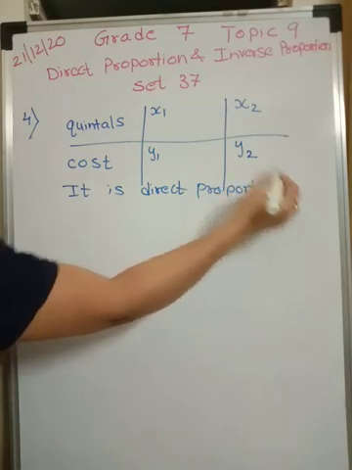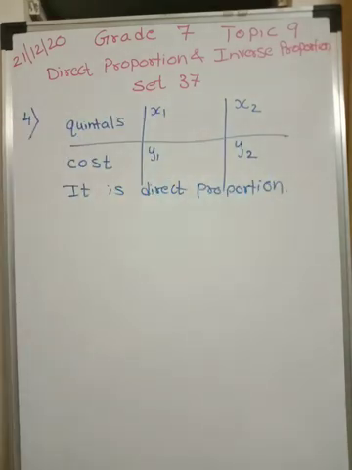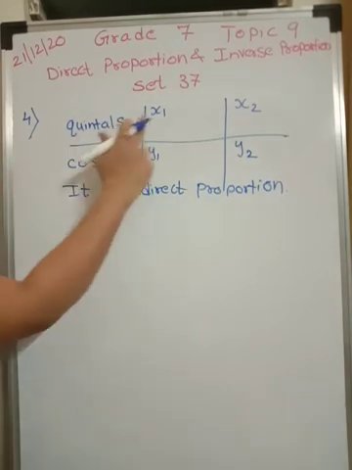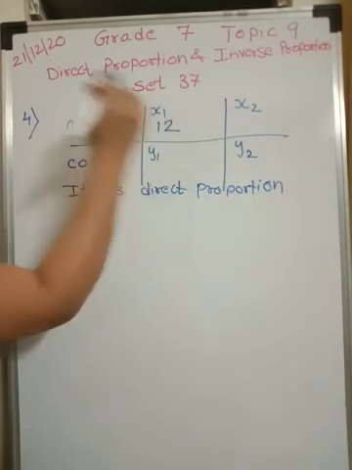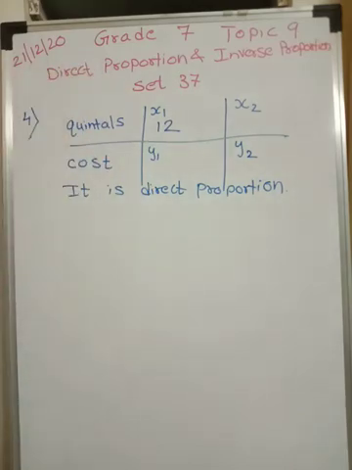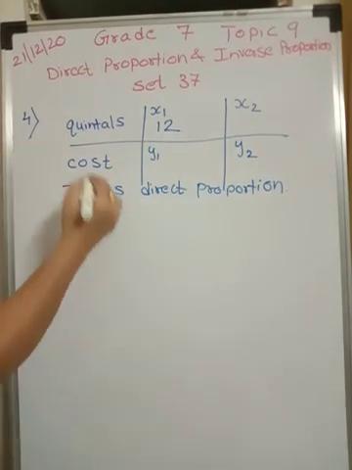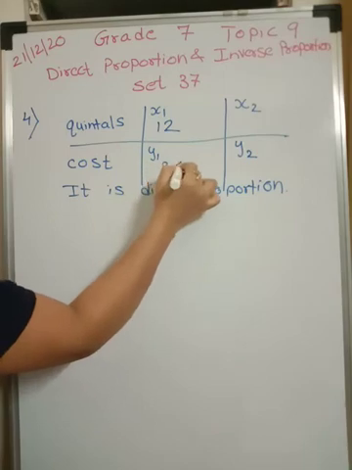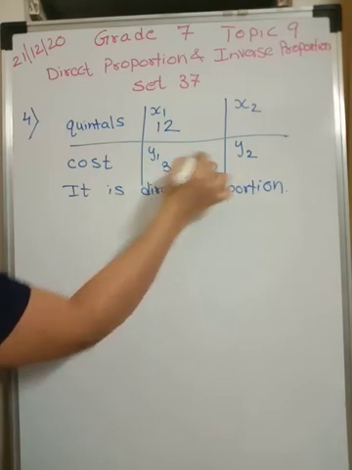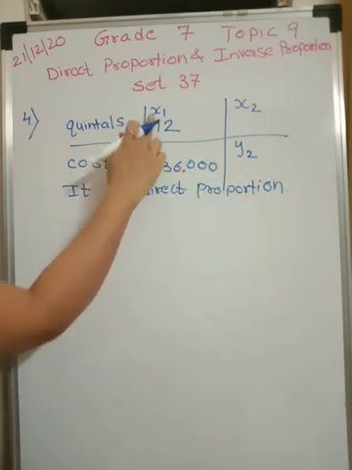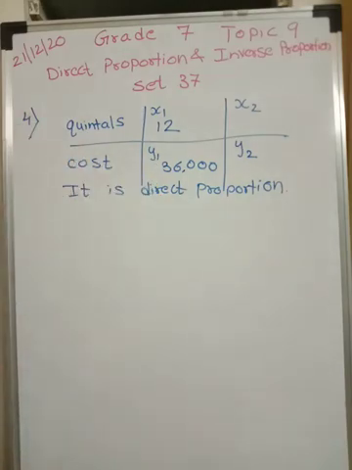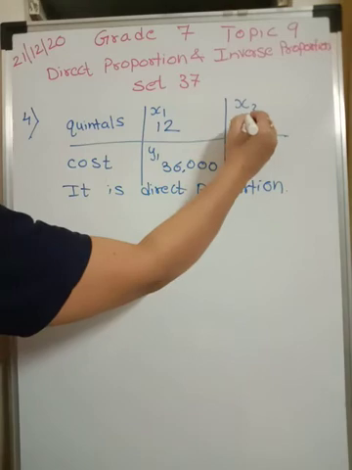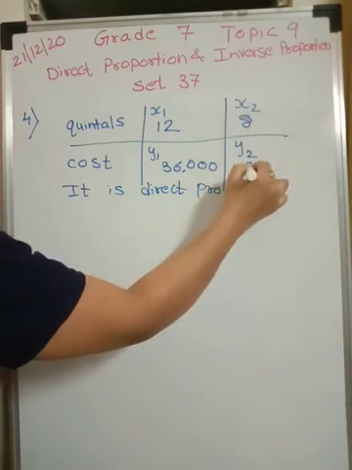Now let us write what is given. How many quintals of soya bean? 12 quintals of soya bean. So quintals 12, that is x1. What is the cost of 12 quintals? 36,000. So cost is 36,000. So this is your y, x1, y1. Now what have they asked? How much will 8 quintals cost? Quintals, if they are 8, what is the cost?